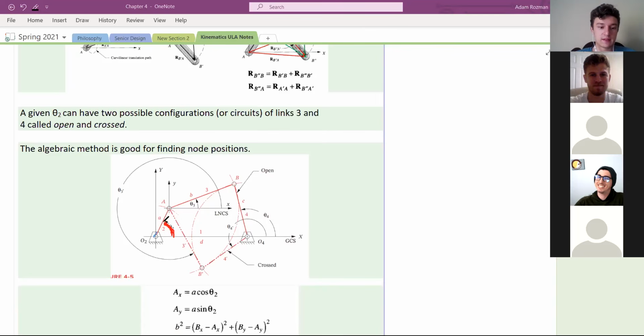It's pretty intuitive, because one is open like that, open as in none of the links cross each other. So if you shade it in, you have a solid area. And then your other position, remember, same theta 2, so your link 2 is in the same position, but then your link 3 crosses your link 1. So it's crossed. You don't have a constant area.